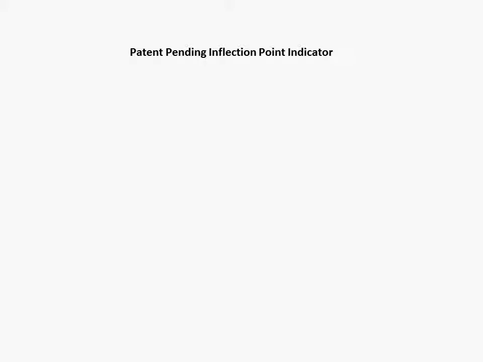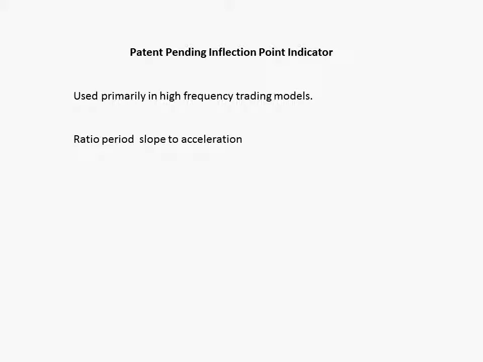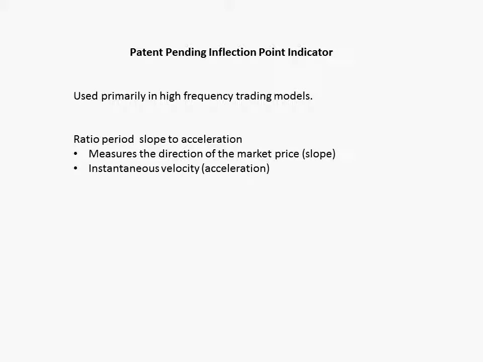The inflection point indicator. This is used primarily in high-frequency trading models, and simply stated, it measures the ratio of slope to acceleration. Namely, in the numerator of the equation, it measures the direction of the market price based on slope, and in the denominator, it measures the instantaneous velocity of the market price, also known as acceleration.